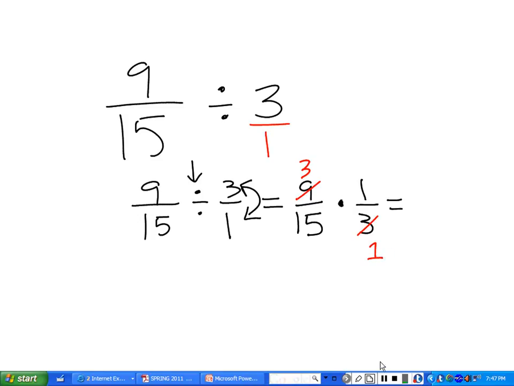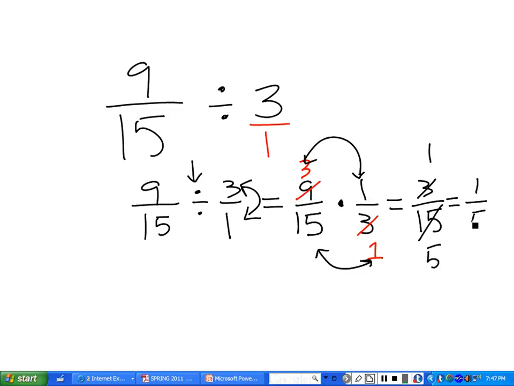So we're going to multiply across. 3 times 1 is 3. 15 times 1 is 15. But notice that this can be reduced because 3 can go into both of these numbers. 3 can go into 3 one time, and 3 can go into 15 5 times. So 1/5.